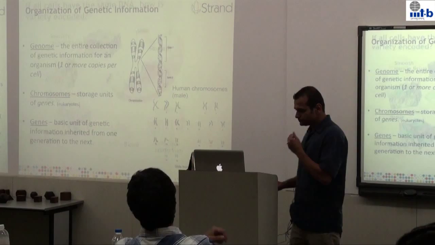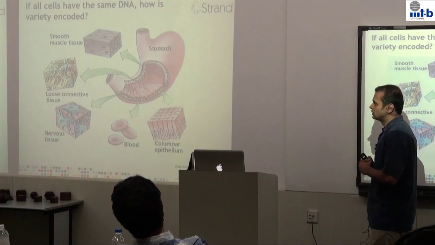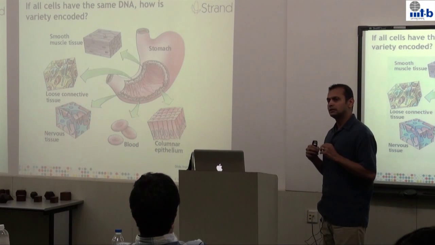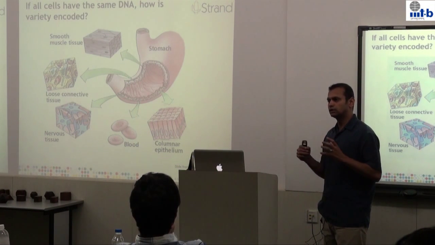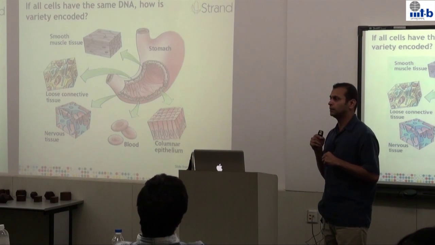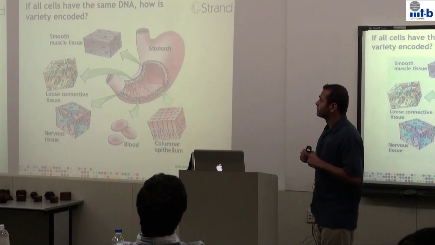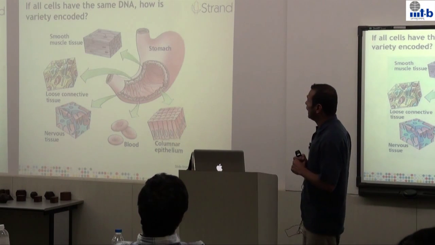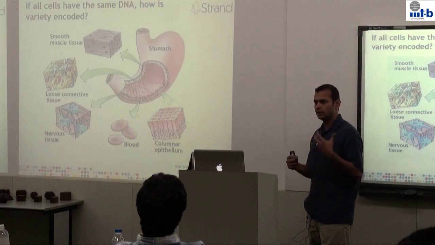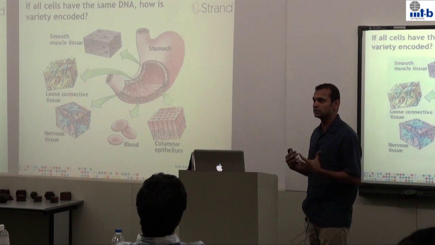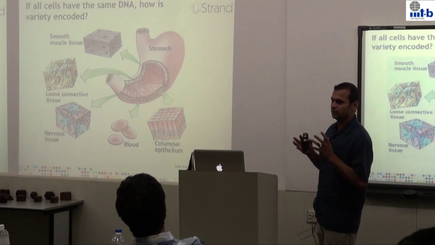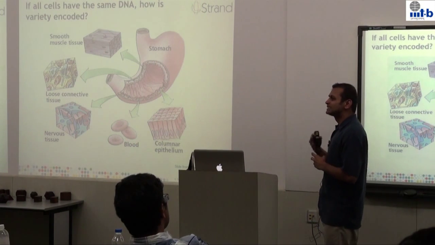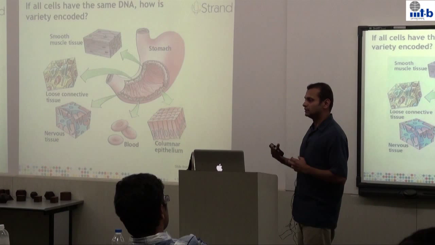So let's begin with some basic questions. I just gave you the information that every cell, out of the trillions of cells in the human body, has exactly the same DNA. But then the question is, if all cells have the same DNA, how is variety encoded? We have muscle cells, stomach cells, liver cells. All of them are different, right? The shape is different, the structure is different, the function is different. So what is it that brings variety to these cells?